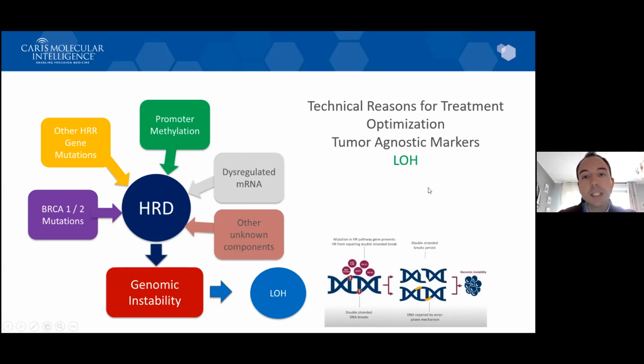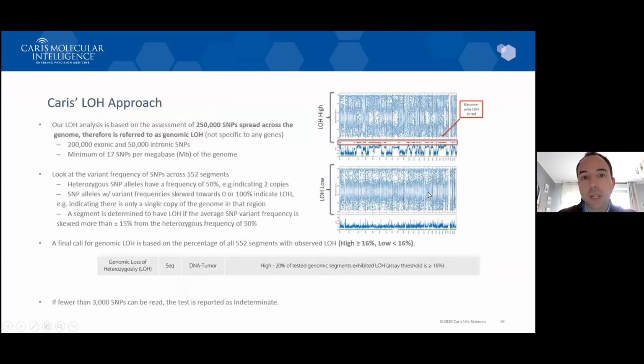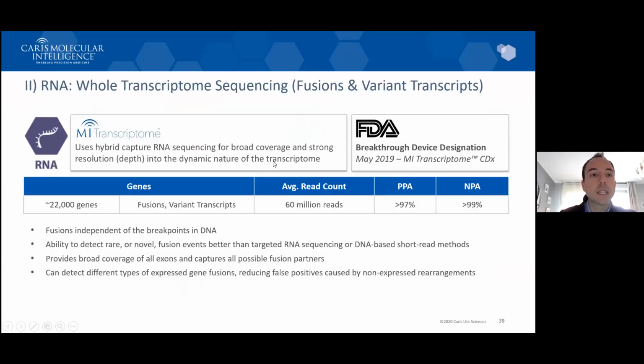So once again, if you have a comprehensive approach, meaning whole exome sequencing, you can analyze your single nucleotide polymorphisms across the genome, because then you have them distributed, and we can analyze 250,000 SNPs. And this is important because then you have a high analytical quality, so you have a high resolution. But let's continue to the next part.